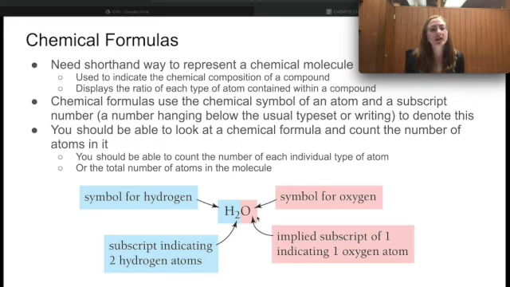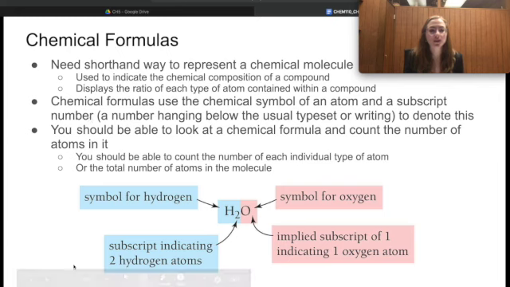My goal here is that you should be able to look at a chemical formula and count the number of atoms in it by the end. So you should be able to take any chemical formula I give you and determine the total number of atoms as well as how many of each type of atom you have.